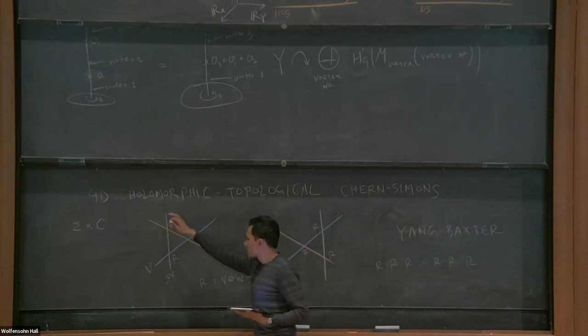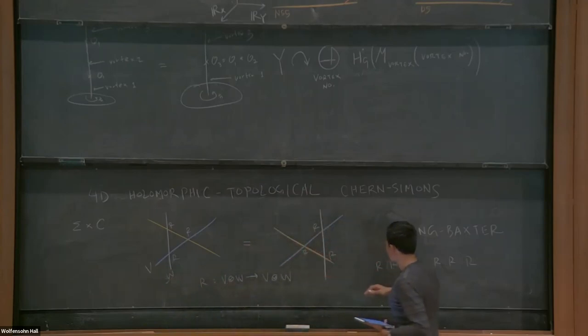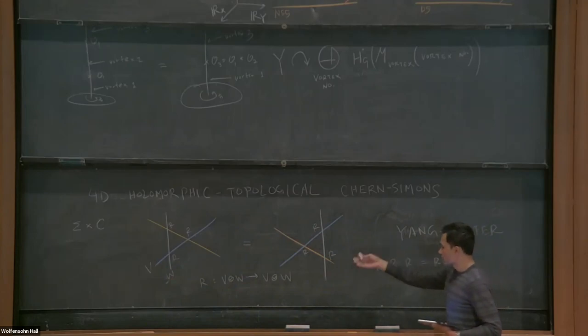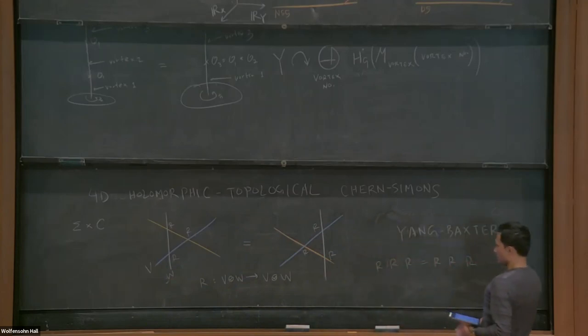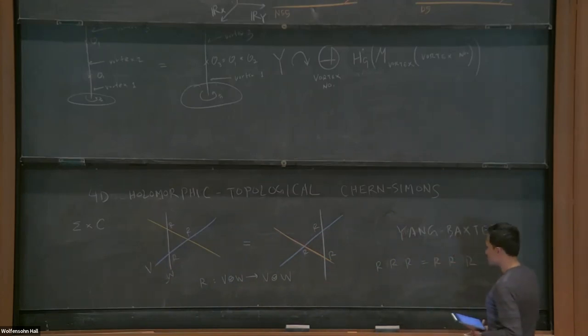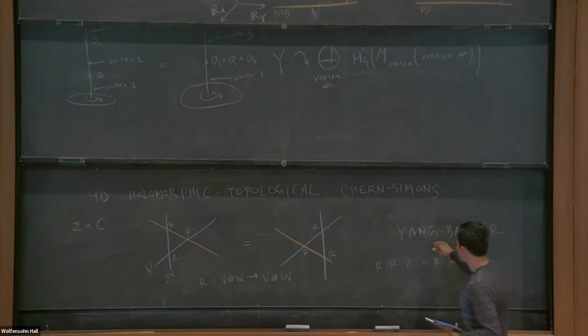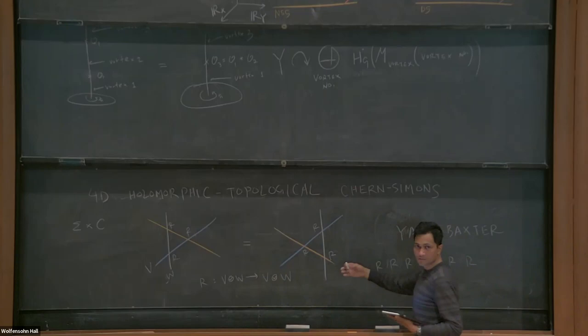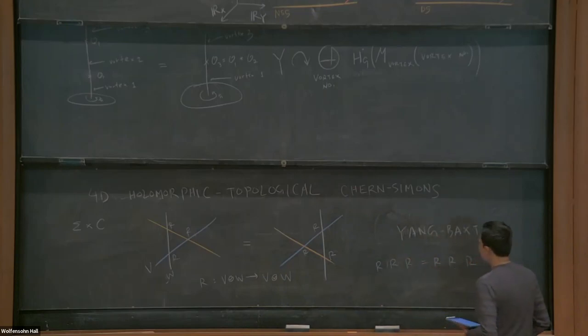if I label my line operators in Chern-Simons theory by vector spaces, then there is an action of R matrices, which are solutions of Yang-Baxter equations, on those vector spaces. And this is often the starting point of integrability in the integrable spin chain literature. Because whenever I have a solution of the Yang-Baxter equation acting on some vector spaces, I can construct an integrable spin chain out of it.